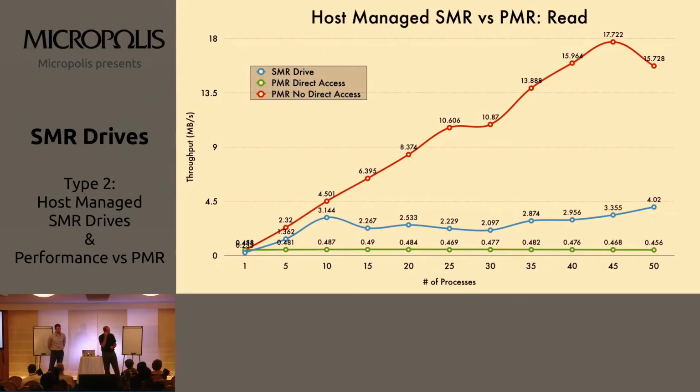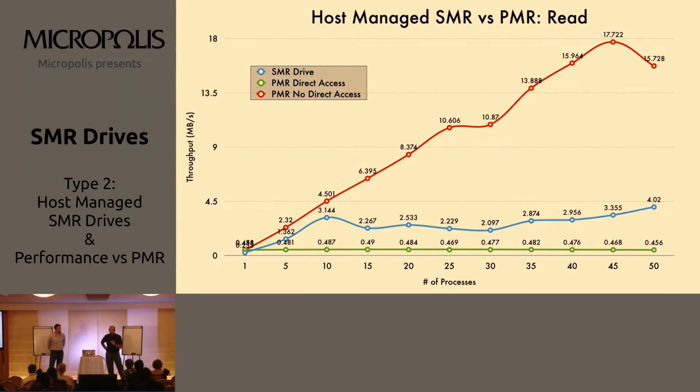But it's not only about the host-managed SMR drives. We also want to compare with the PMR drives, because we have something running today. We want to know how it compares with this new technology. So we did a read-write comparison between these two types of drives. What we can see here in this chart is the performance results for the reads. The red line at the top is the performance with the PMR drives in what we call no direct access.